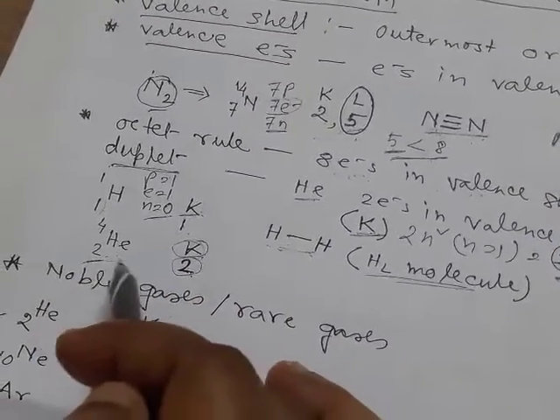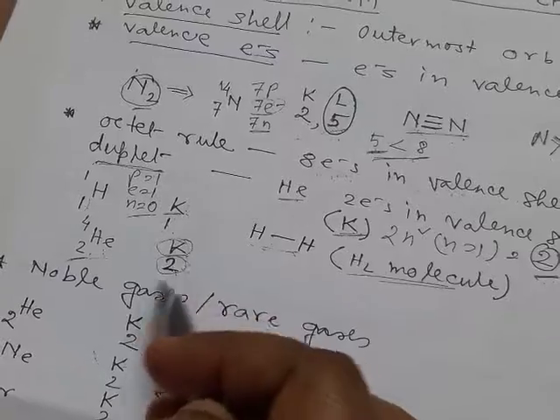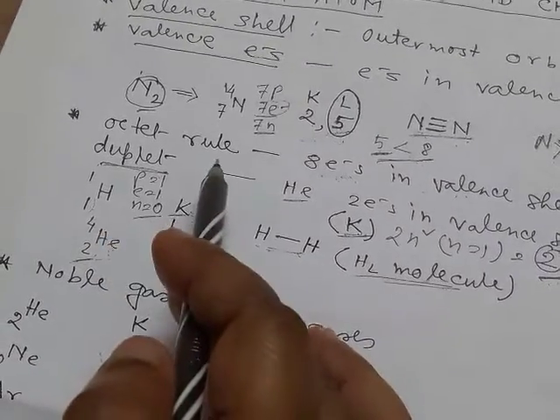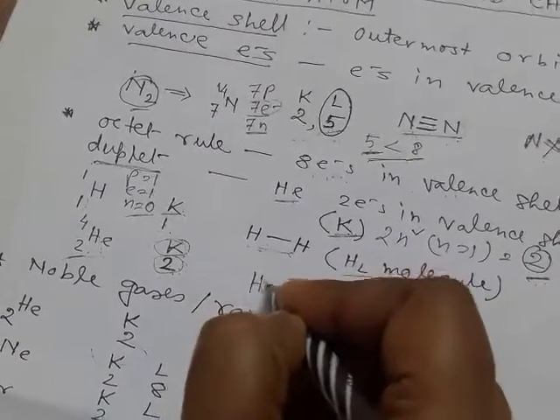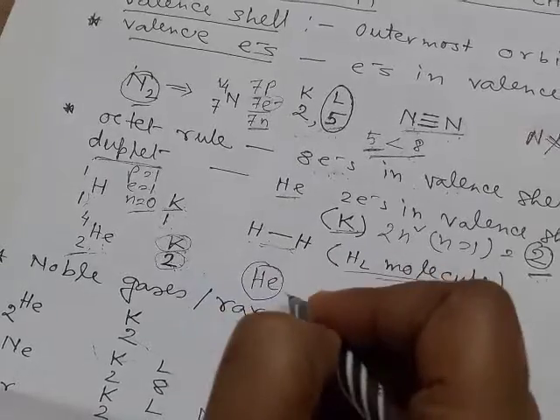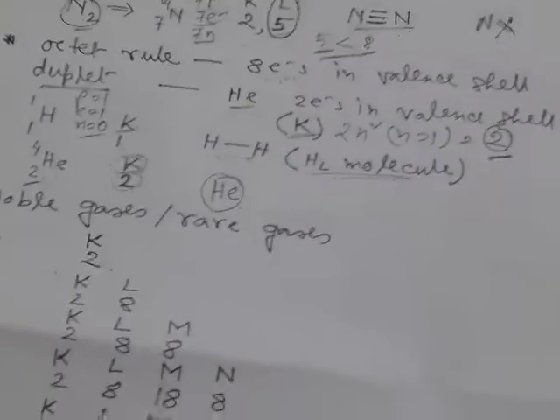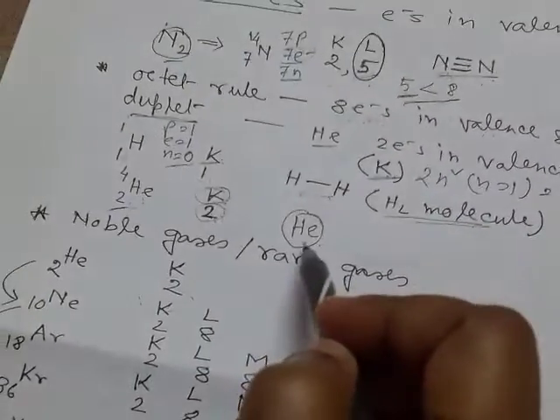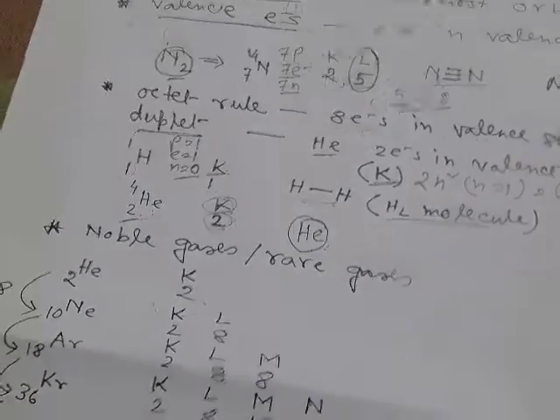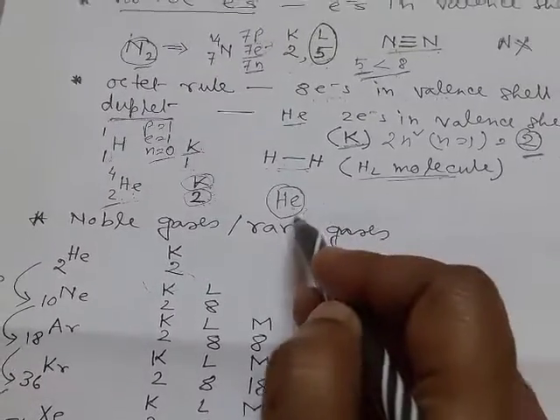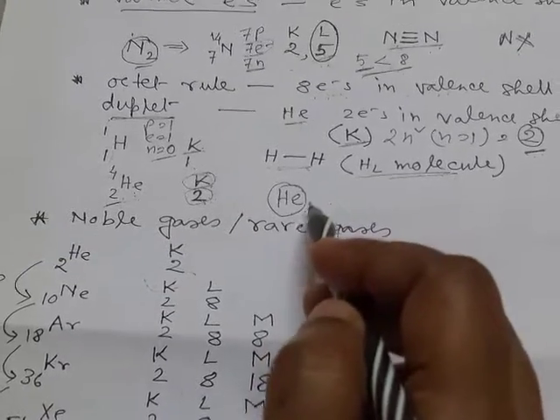Whereas if we consider helium, as there are 2 electrons in the K shell, this is the stable configuration according to the duplet rule, so helium can exist in atomic state. Helium can exist in monoatomic form as there are two electrons in the outermost shell, that is the valence shell, and this electronic configuration is stable. So helium can exist in atomic form. And this helium is called a noble gas, as this is a gas, so this is called a noble gas or rare gas.